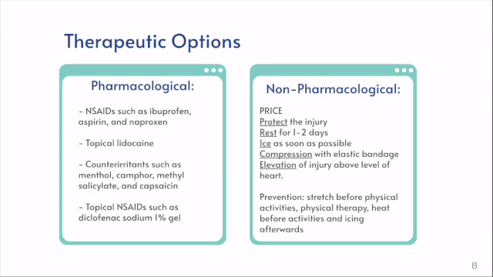For non-pharmacological options, use heat packs before activities, ice after activity, and consider physical therapy or exercise to strengthen the muscles around the joints. It may help alleviate the pain and improve flexibility. Also, use the PRICE acronym: protect the injury, rest for 1 to 2 days, ice as soon as possible, compression with an elastic bandage, and elevation of the injury above the level of the heart.